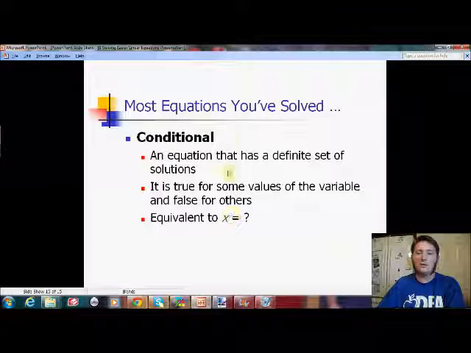You don't hear me say this word a lot, but it's out there, so I want you to be aware of it. Conditional equations are what you're used to working on. There's a definite solution set, and it's true for some values, but false for others. It's equivalent to x equals some number, and that number is one of the solutions.